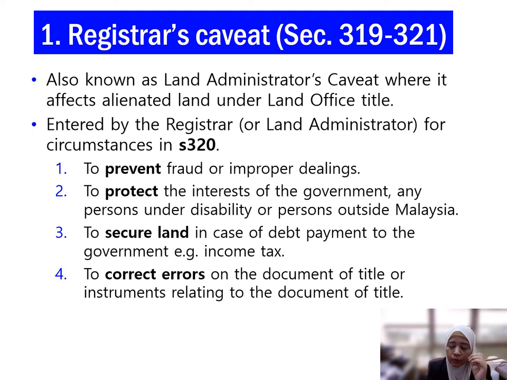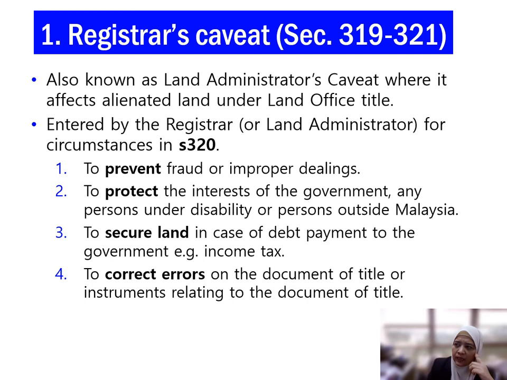Because you owe the government some money, right? But in that particular case, the company that owed the government money managed to sell because there was no caveat. There was no restriction on the land. So it managed to sell and still owed money to the government. At the end of the day, the government lost the opportunity to use the land to gain back money owed to the government. So, that is the use of registrar's caveat.